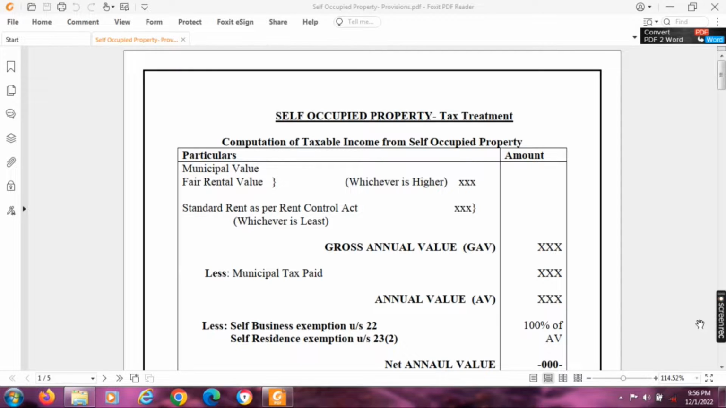Self-occupied property tax treatment. Let's see the computation format. First, municipal value or fair rental value, whichever is higher. With that value, we have to compare the standard rent, whichever is least. That value is called the gross annual value.